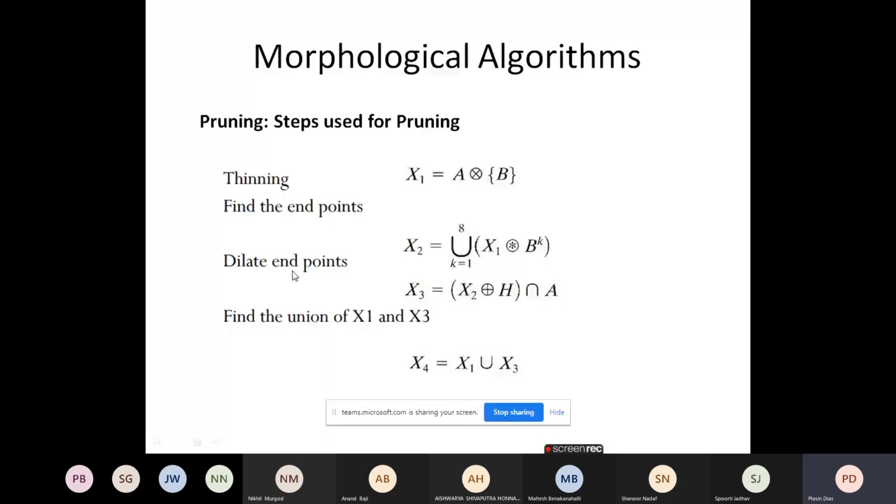Third is dilate the endpoint. So the dilation operation you have to carry out as the third step in pruning. And lastly, you have to unite the first step result with the third step result. That's why it is X1 and X3. So thinning operation with respect to image A and structuring element, then finding the endpoints, then dilation operation through XOR and intersection of A value, then union of those two results.